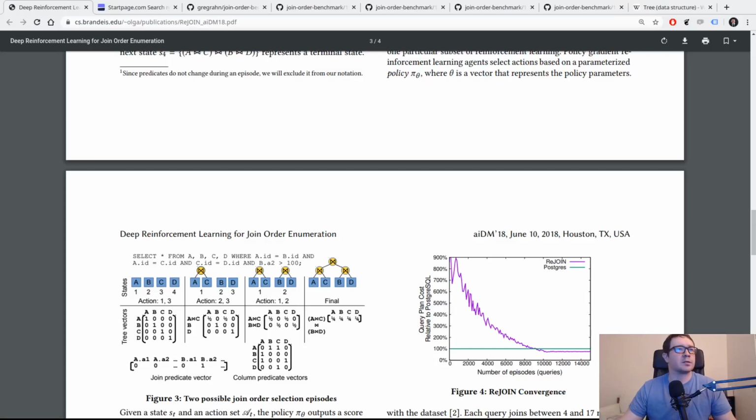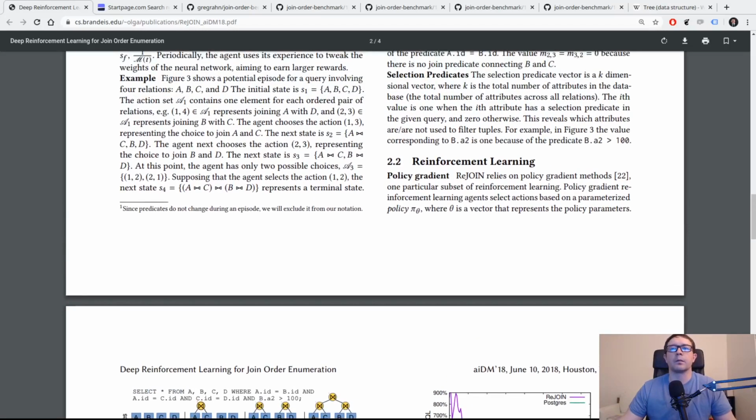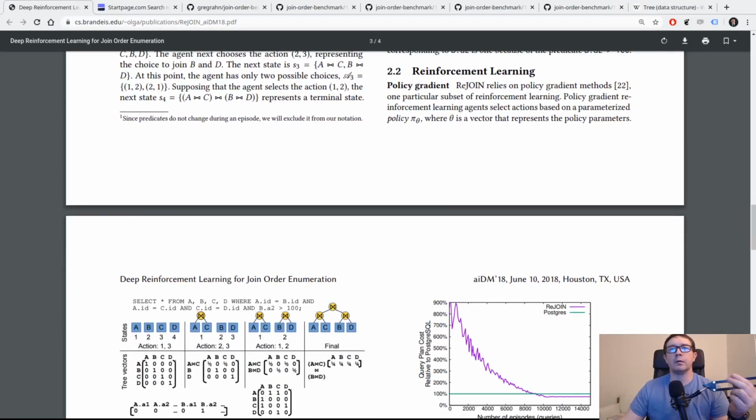Don't worry about the rest of this stuff on the bottom here, the vectors and matrices, we'll get to that momentarily. Okay, all well and good. So that's how we're representing the state graphically. The agent next chooses the action 2, 3, representing the choice to join B and D. So scroll down here, and so now in the next state we have the intersection of A and C and the intersection of B and D, but no relationship between those two separate subtrees.